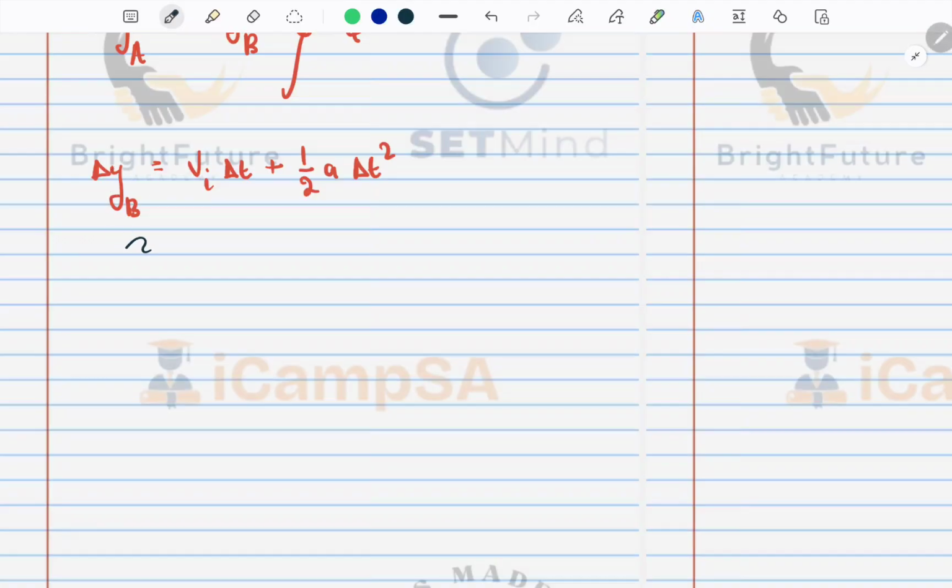So if ball B is going upwards at this point, we're going to have a positive 8. Then VI is what we're looking for. Time is 0.75 plus 1/2 times minus 9.8, because the acceleration is always going to be pointing downwards. And then you're going to have your 0.75 again. Okay, and then you can play around with this here. Let me just do it like so.